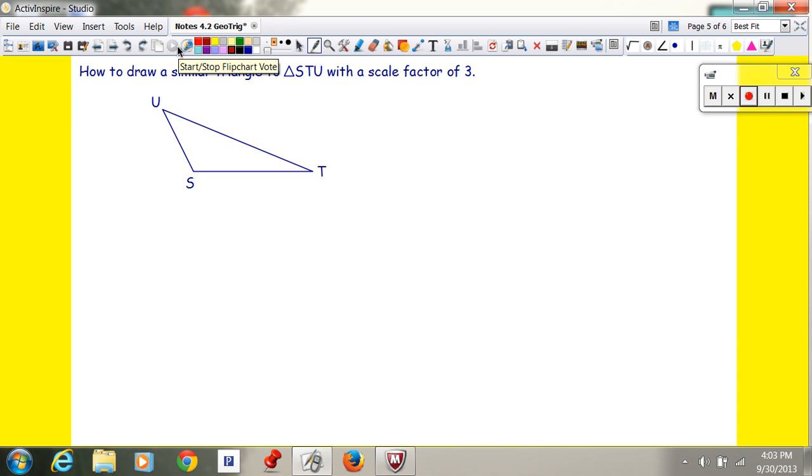The last slide here I'm not going to do today in class, or I'll do tomorrow in class with you. You can kind of check it out. It's just how to draw a triangle that's similar to this one. We want to construct a triangle that's similar, that has a scale factor of 3. So we'll do that tomorrow in class.